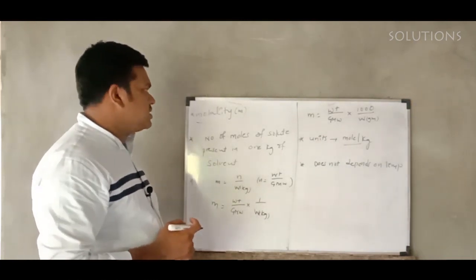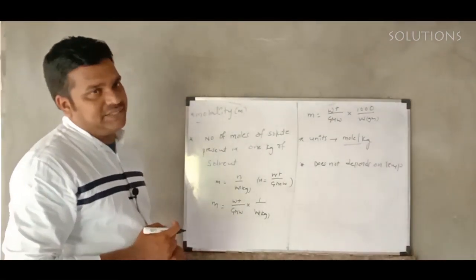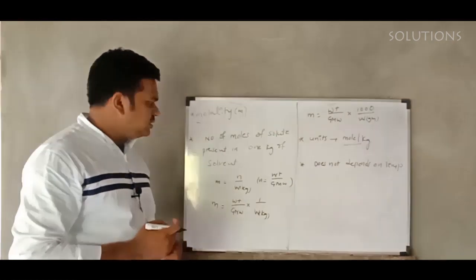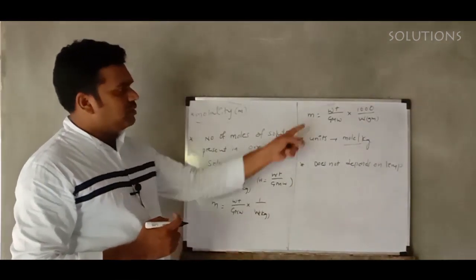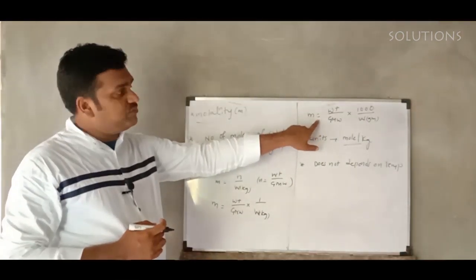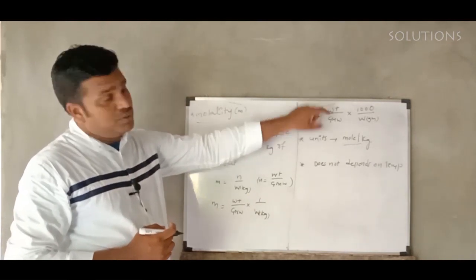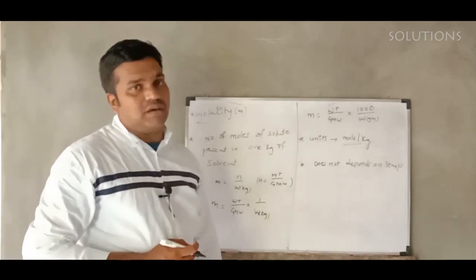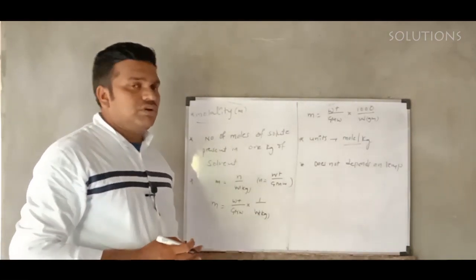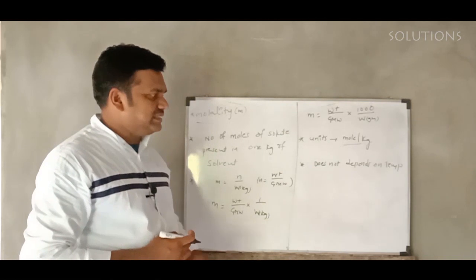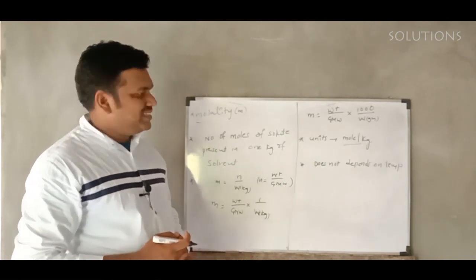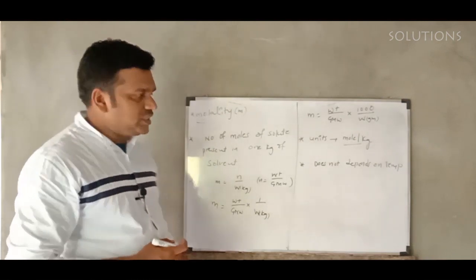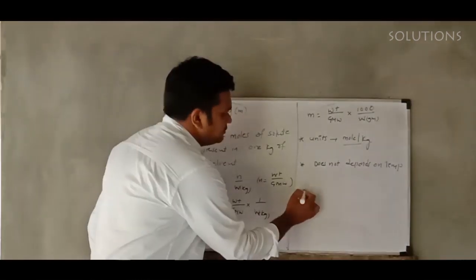So this is regarding molality. Clear? What is molality? Number of moles of solute present in 1 kg of the solvent. The final formula is molality is equal to weight by gram molecular weight into 1000 by W in grams. Units we already discussed, that is mole per kg, and it does not depend on temperature.